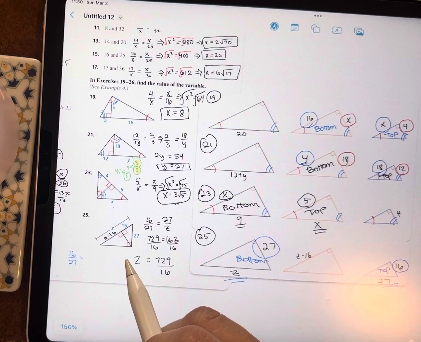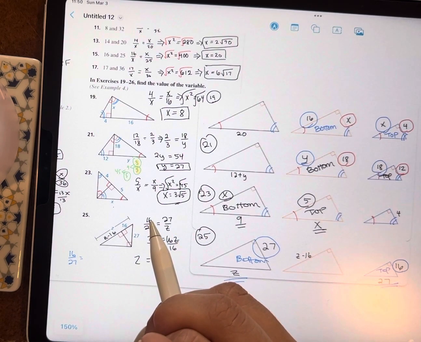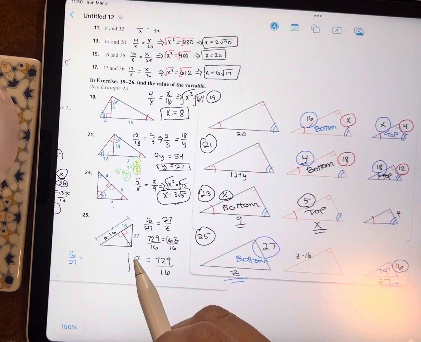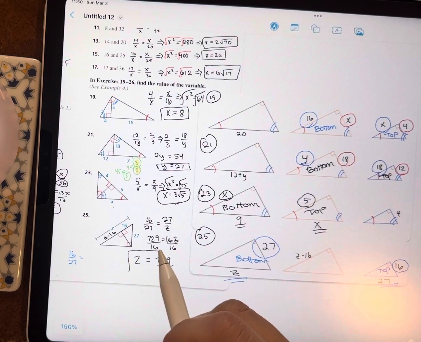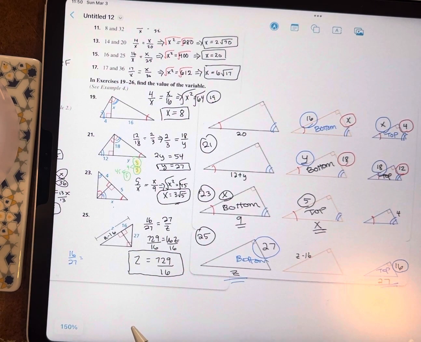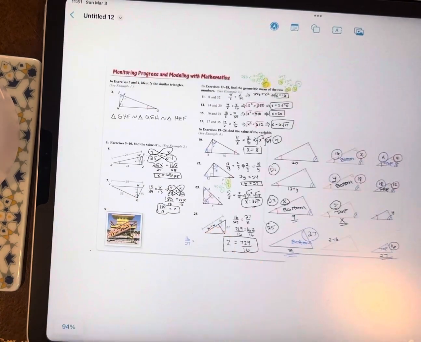And that doesn't reduce, because if 27 didn't reduce with 16, neither will 27 times 27. That's just more 27s that don't have any factors with it. There we go. That's that homework.